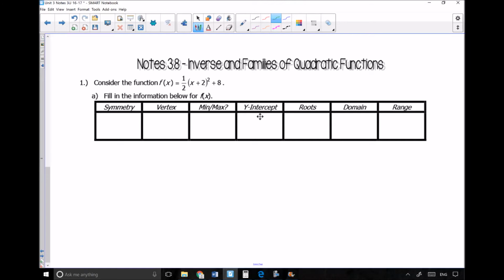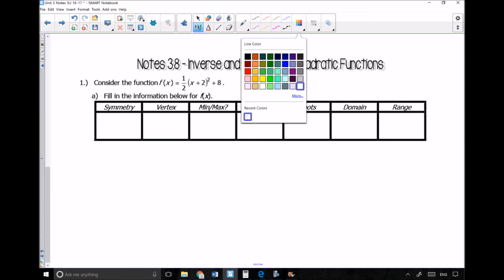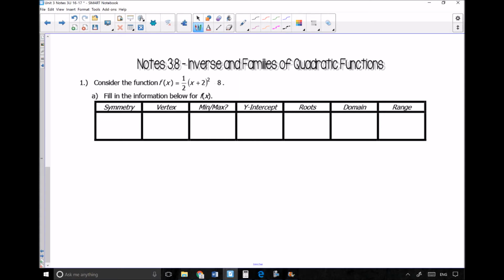3.8, start on page 10 of your packet. So if you look at question 1, it says consider the function f of x equals 1/2 times (x plus 2) squared plus 8. So first of all, this plus 8 right here, I apologize, you guys, this should be minus 8 and not plus 8. So if you could correct that typo for me, that would be awesome.